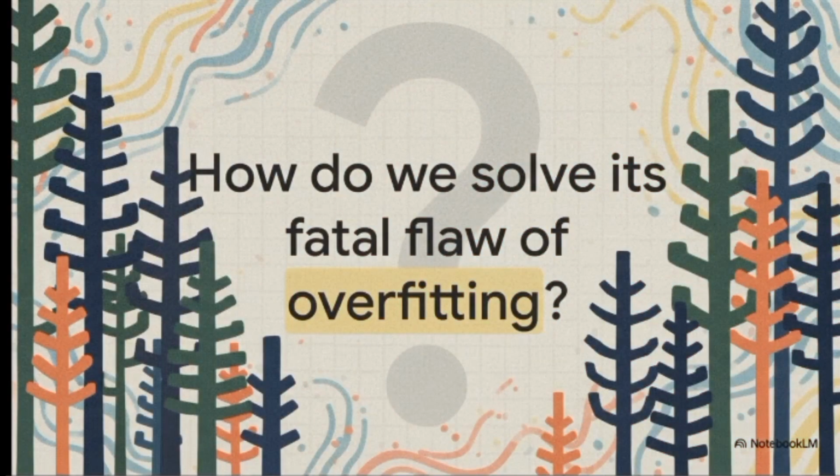So we know it's intuitive, transparent, and powerful, but how do we solve that fatal flaw of overfitting? Well, what if instead of relying on just one single tree that might memorize the data, we combined hundreds of trees together to make stronger, far more accurate predictions? That is exactly what we will do in part 5 when we explore the random forest algorithm.